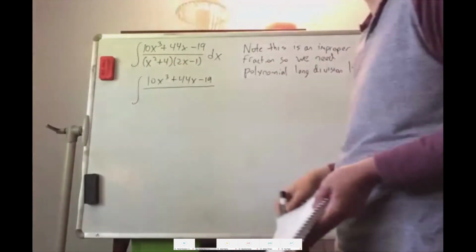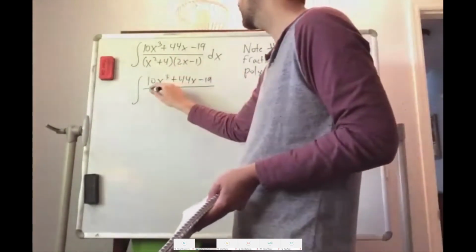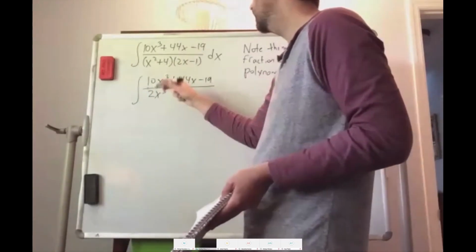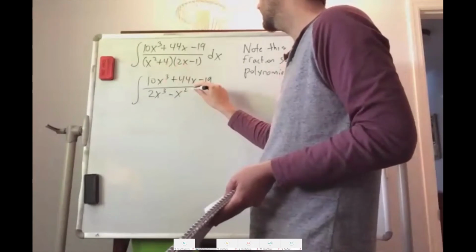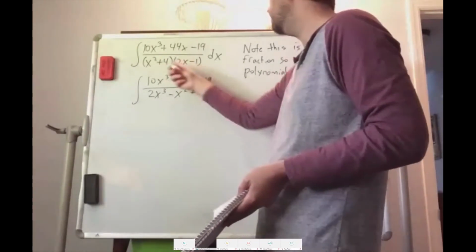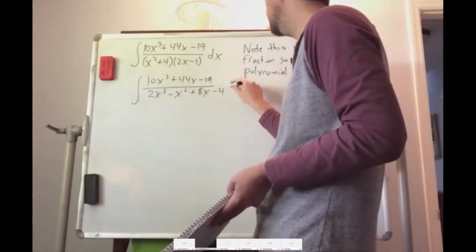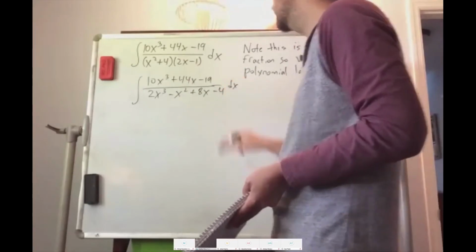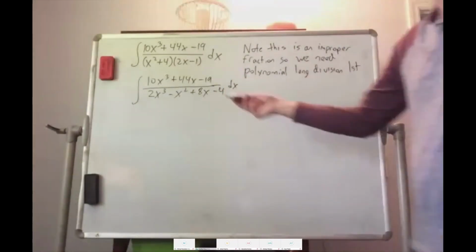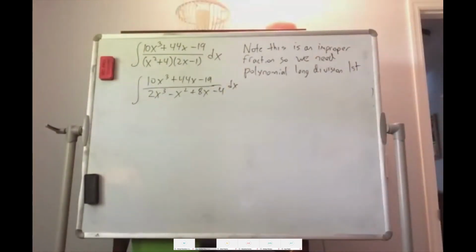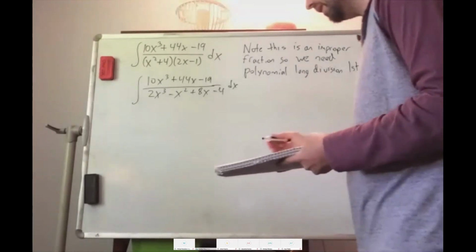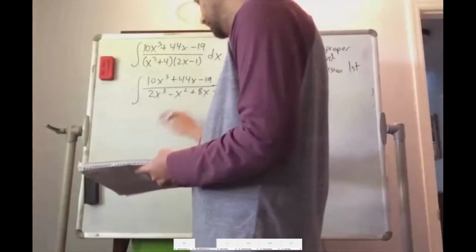Bottom, once we multiply all that out, we get x squared times 2x, which is 2x cubed. x squared times minus 1 is minus x squared. 4 times 2x is plus 8x. And 4 times minus 1 is minus 4. So that's the actual original integral. They had to give you the factored form here because you're not going to be expected to factor something that looks like that. You can only really do trinomials. So let's do the long division.